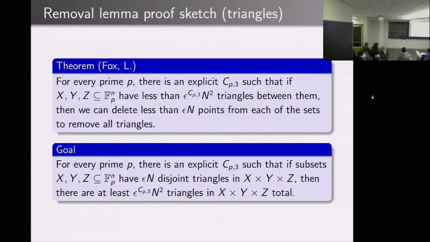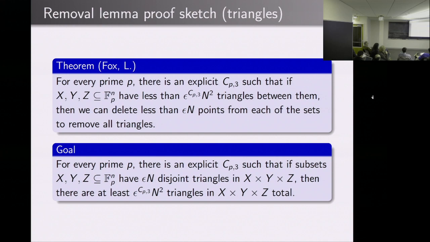So this implies this, because if you just start taking disjoint triangles greedily, and if you can't take any more, then you just delete all the points in the triangles and you've removed all triangles. And then you can also convince yourself that up to a factor of 3, you can also go the other way.